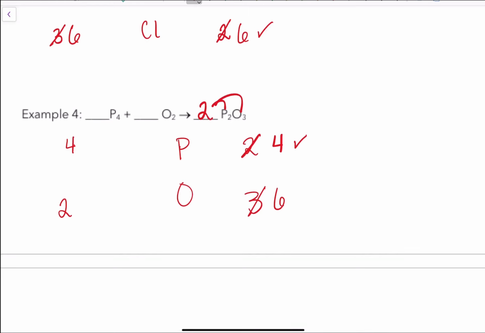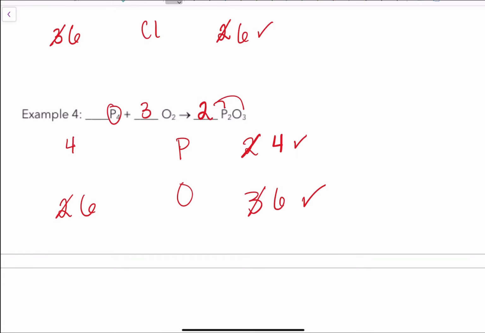For oxygen, we have 2 on this side. We can change a 2 into a 6 by multiplying it by 3. 3 times 2, now we have 6. And that balances it. But let's double check. 4 phosphorus, 6 oxygen, 6 oxygen.